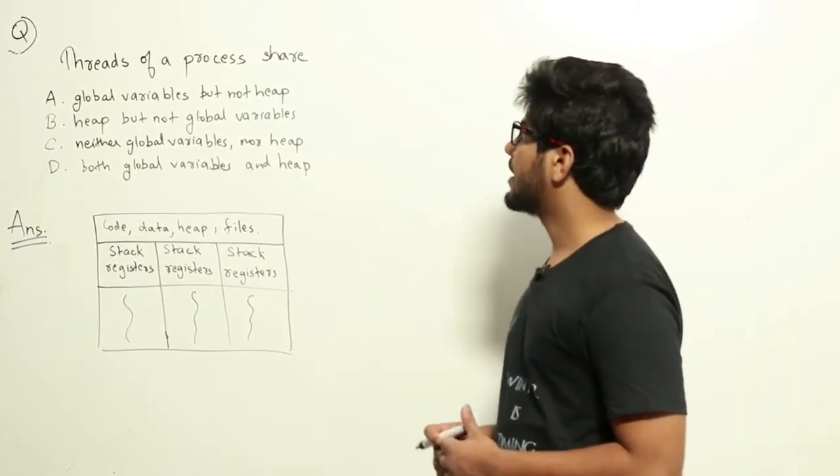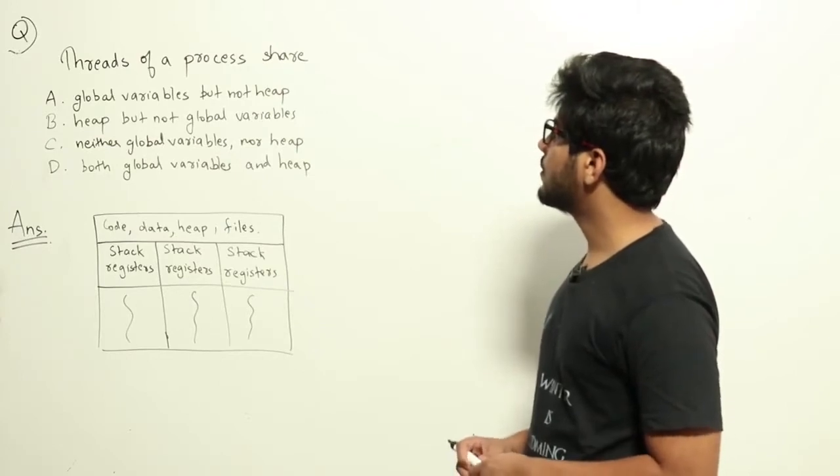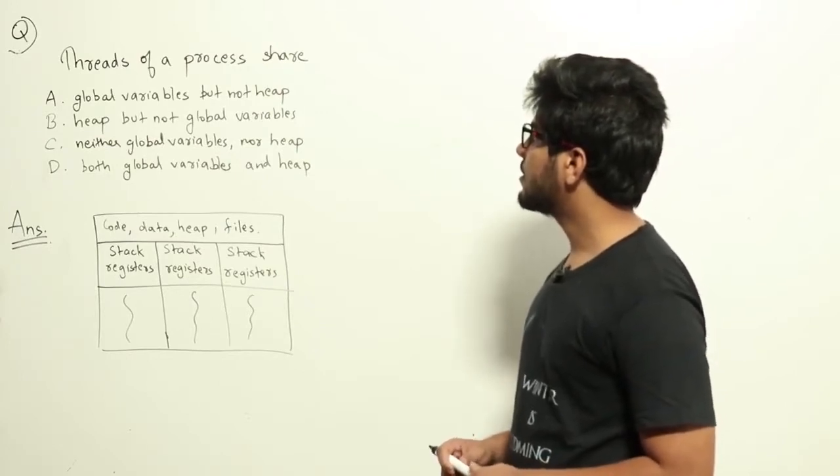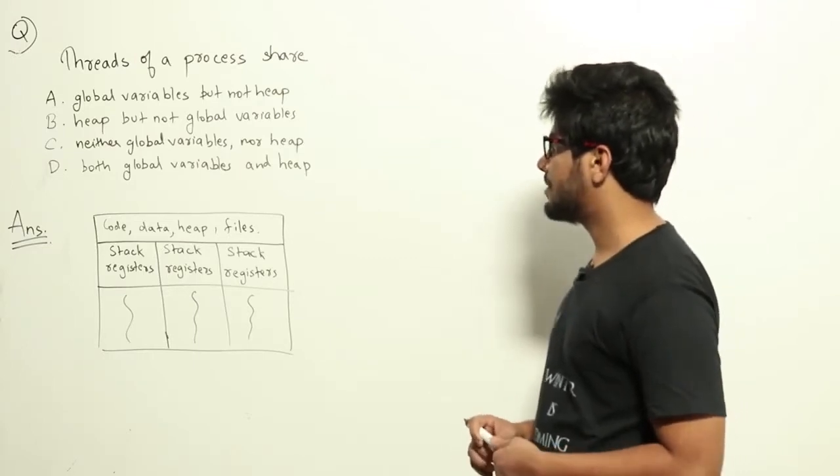Threads of a process share: A, global variables but not heap. B, heap but not global variables. C, neither global variables nor heap. D, both global variables and heap.